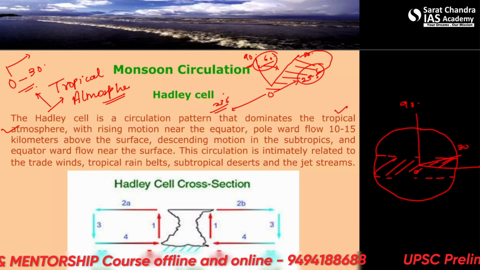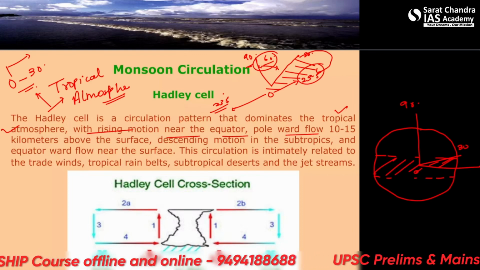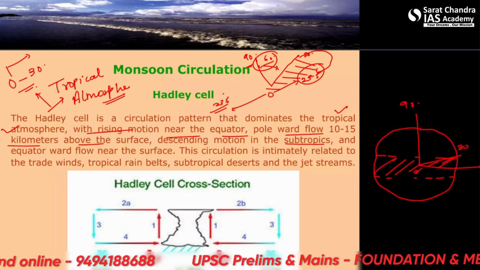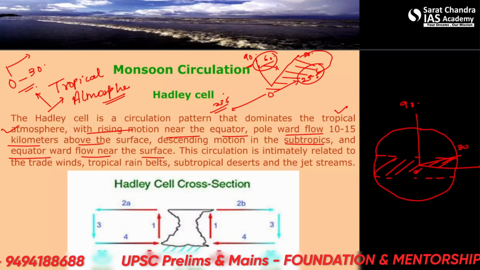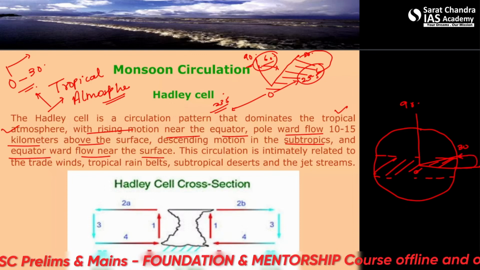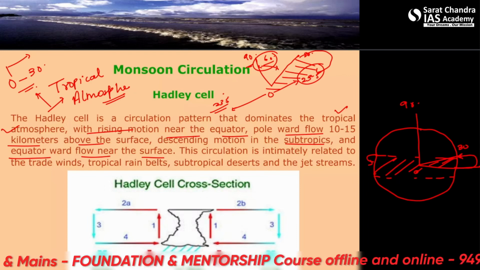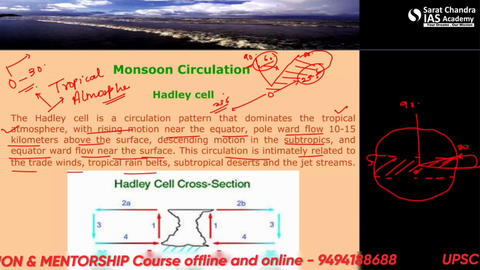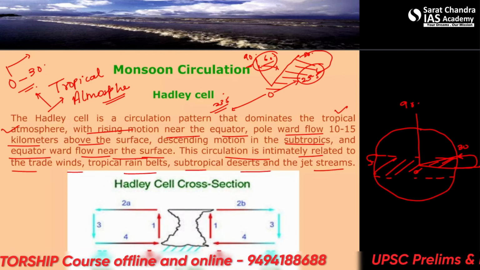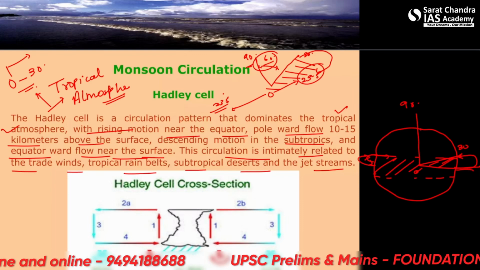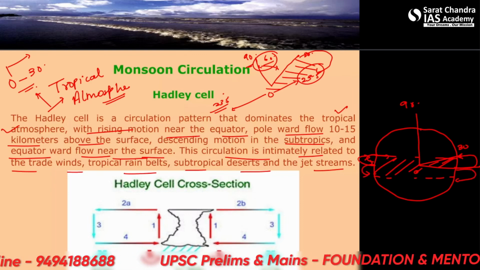So tropical atmosphere with rising motion near the equator. Upwards flow 10-15 kilometers above the surface. Descending motion in subtropics and equatorward flow near the surface. So we will be having a descending motion here. Alright. And flow near the surface. The circulation is intimately related to the trade winds, tropical rain belt, subtropical desert and the jet streams. So it's sort of like this. Alright.